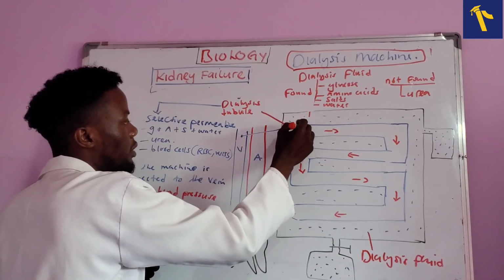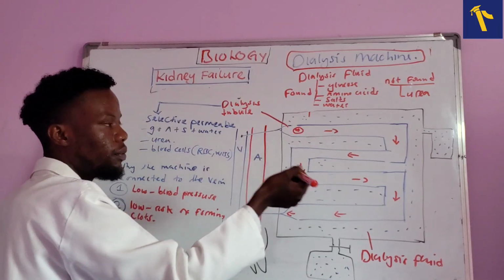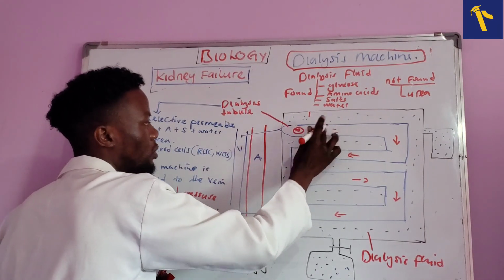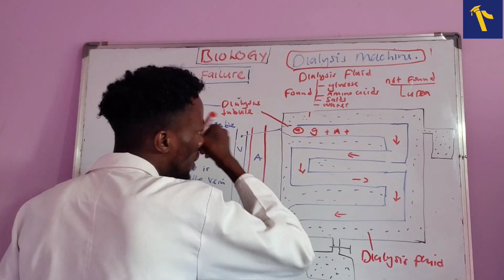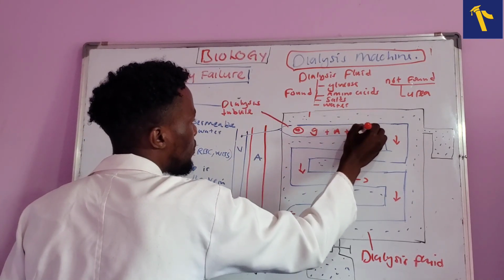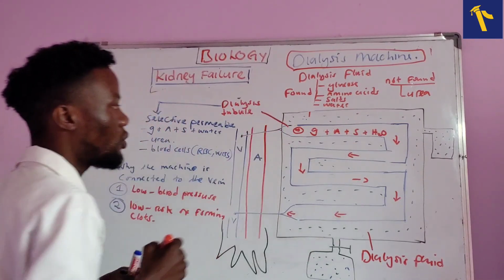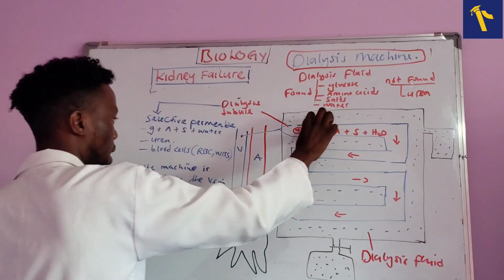What did we say? We're going to have red blood cells. We're going to have white blood cells. We're going to have glucose. What else? We're going to have amino acids. What else? We're going to have salts. Okay, we're going to have water. So these are the things that will be found inside the dialysis tube.